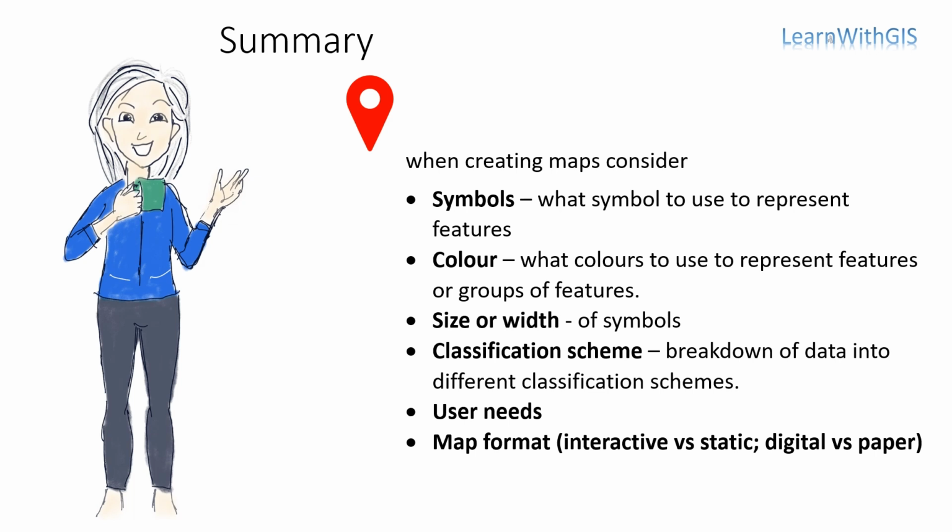So in summary, when creating maps and visualizations, consider symbols, color, size or width of the symbol, classification scheme, user needs and the map format. By map format we are referring to whether the map is digital or paper, and also whether it is an interactive, dynamic or static map.